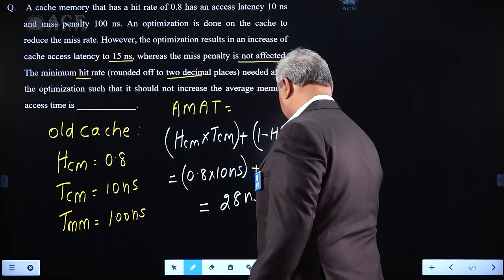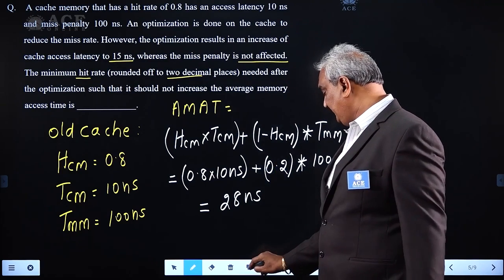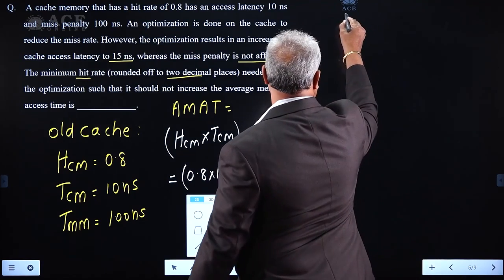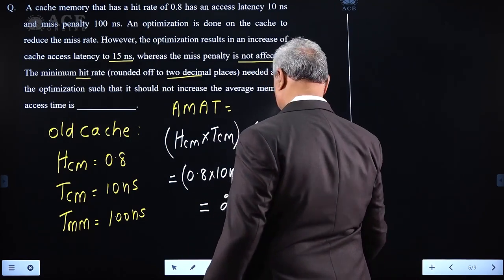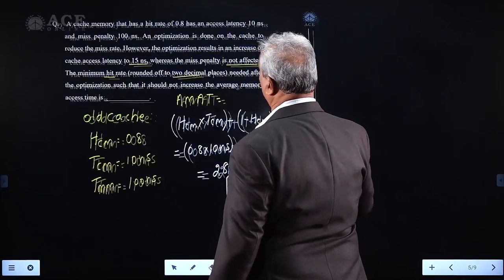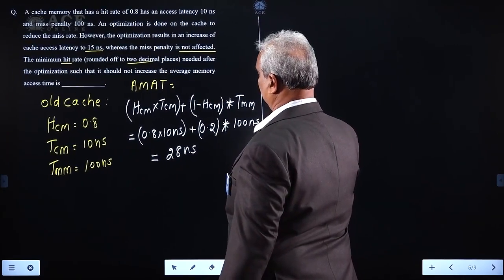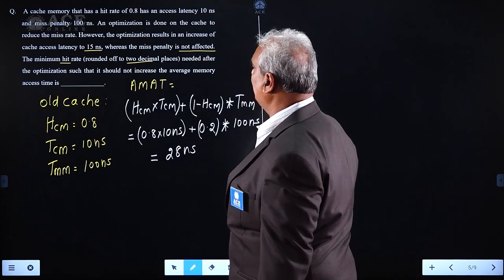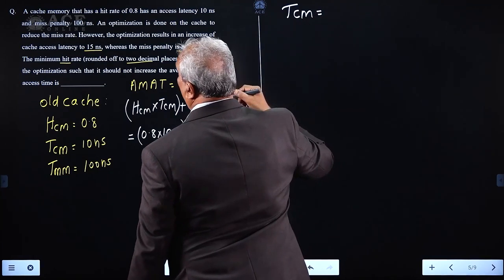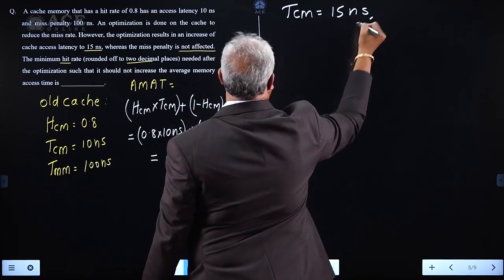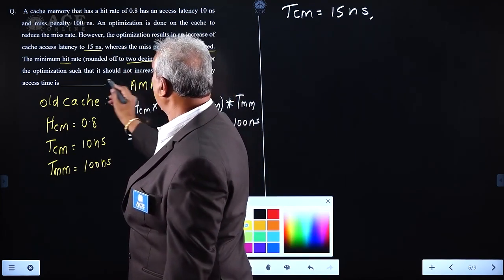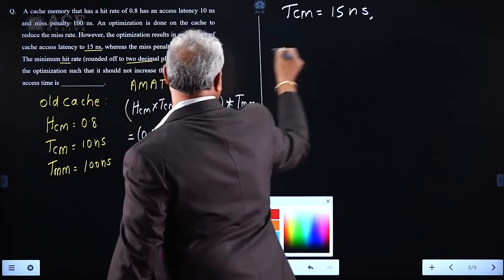TCM has been increased. Look here. After optimization, TCM has been increased from 10 to 15 nanosecond at the same time. What he asked in the question? He asked the minimum hit rate, means HCM.